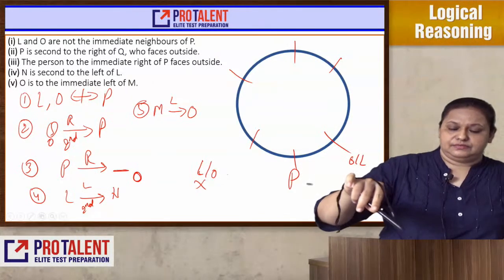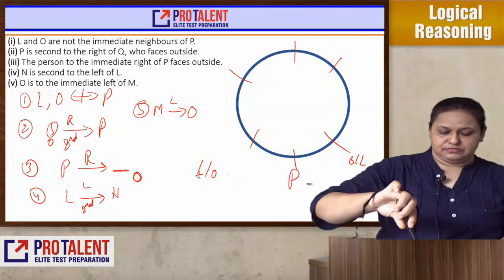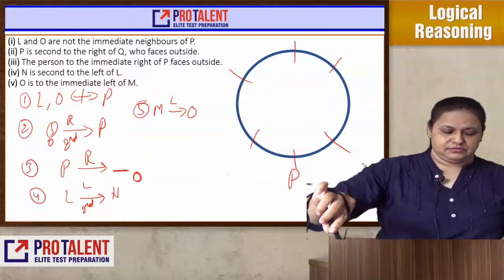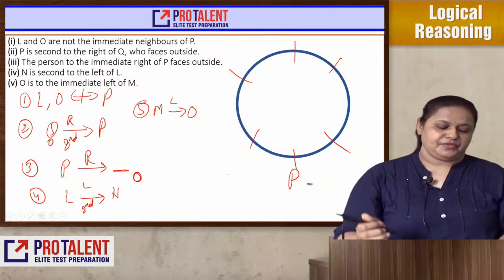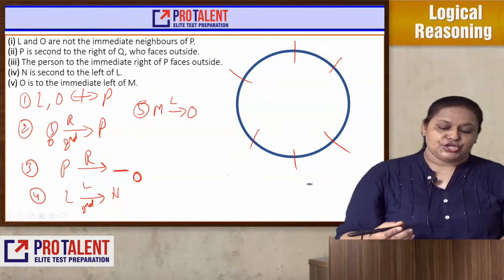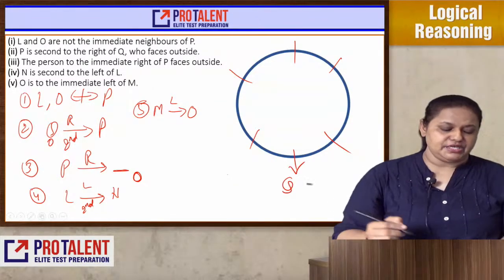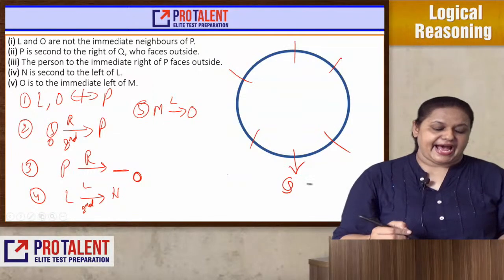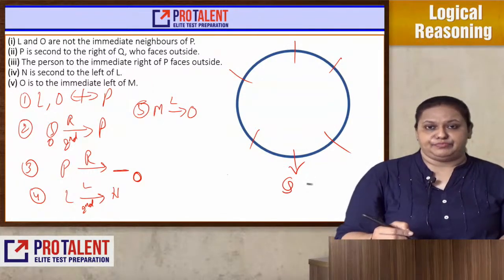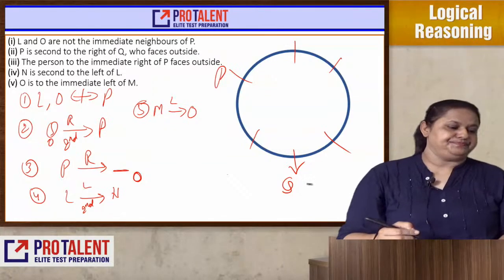So better we start with the point which I had mentioned, that Q is facing outside. So let me write Q over here. Q is facing outside, and on the right side, second position, P is there. So here comes the P. Alright.